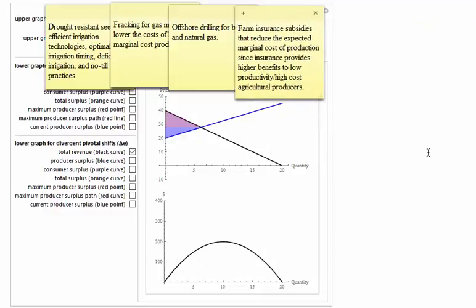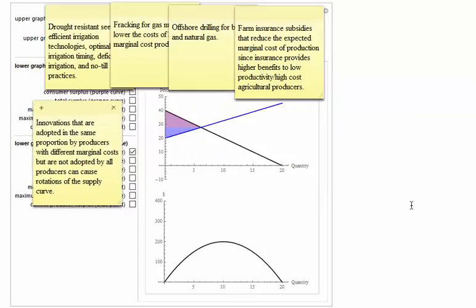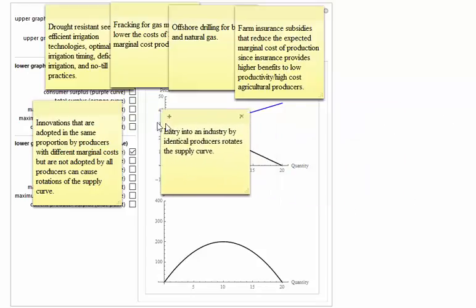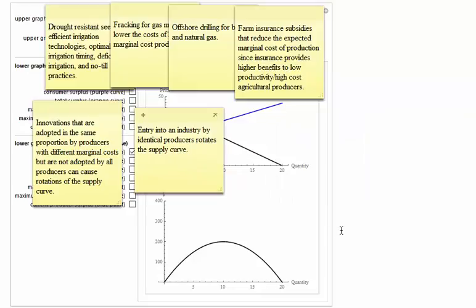Farm insurance can reduce the expected marginal cost of production since insurance provides benefits to low productivity, high cost agricultural producers. Innovations that are adopted in the same proportion by producers with different marginal costs but are not adopted by all producers can cause the supply curve to rotate. And we already talked about entry into an industry by identical producers rotates the supply curve.